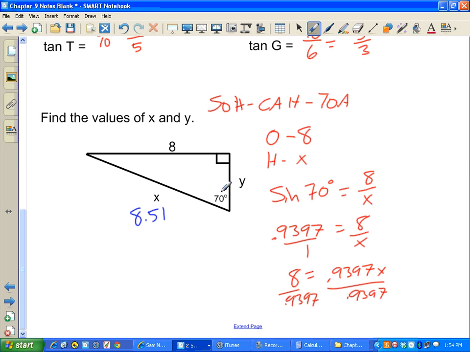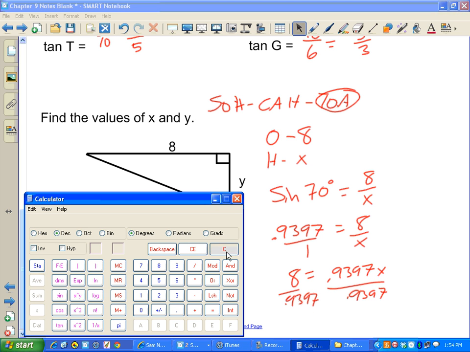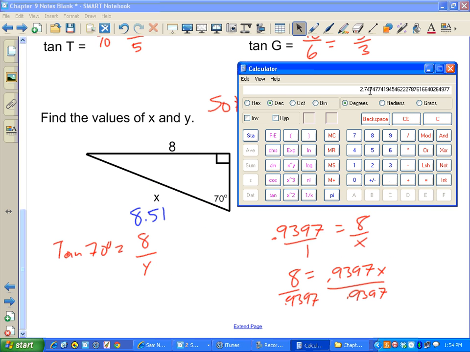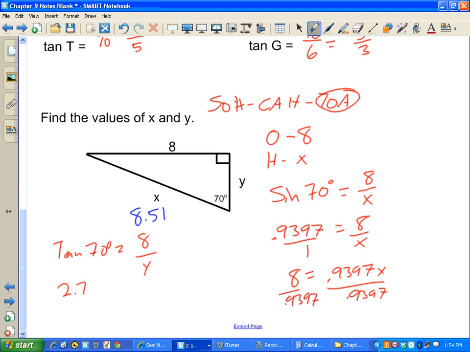Okay, now to solve y, y is adjacent, and I know the opposite, so OA, tangent. So the tangent of 70 degrees should equal opposite over adjacent. What is the tangent of 70? My calculator will tell me that. Tangent, it's 2.7474. So we'll just do 2.7475. So 2.7475 equals 8 over y.